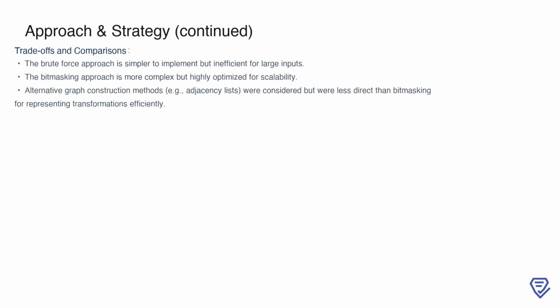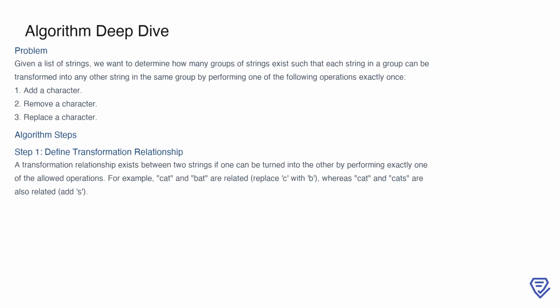involving large datasets. In this problem, we are tasked with determining the number of groups of strings where each string in a group can be transformed into another string in the same group using exactly one of three operations: adding a character, removing a character, or replacing a character. For example, the strings cat and bat form a group because you can replace the C in cat with B to get bat. Similarly, cat and cats are in the same group because you can add an S to cat.